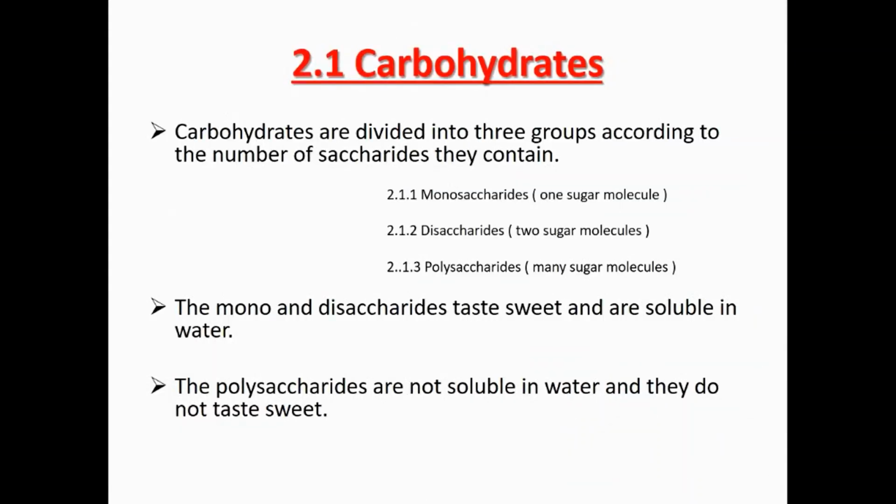Carbohydrates are divided into 3 groups according to the number of saccharides they contain. So what is a saccharide? Saccharide is the same as sugar. The 3 divisions are monosaccharides, which means 1 sugar molecule, disaccharides, which is 2 sugar molecules, and polysaccharides, which is many sugar molecules. Mono is 1, di is 2, and poly is many, and saccharides means sugar. The mono and disaccharides taste sweet and are soluble in water, while polysaccharides are not soluble in water and do not taste sweet.